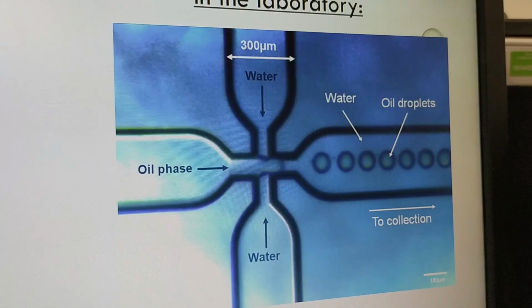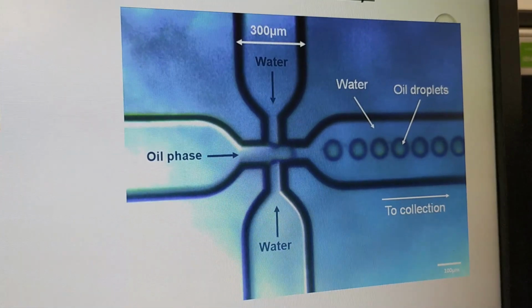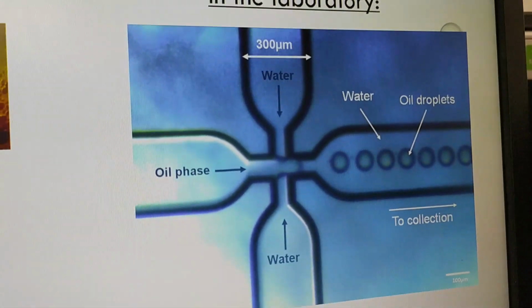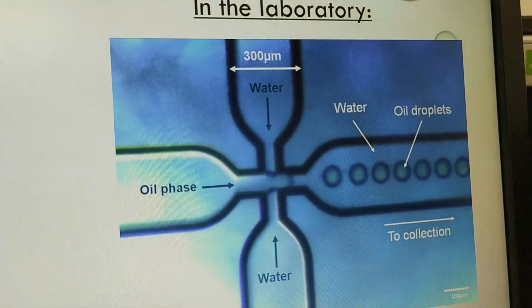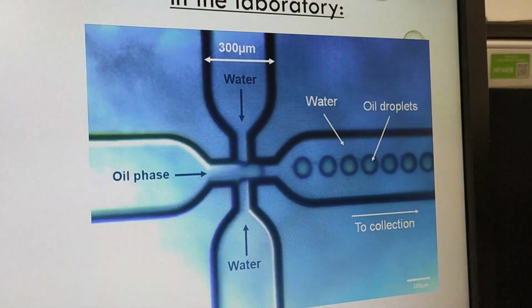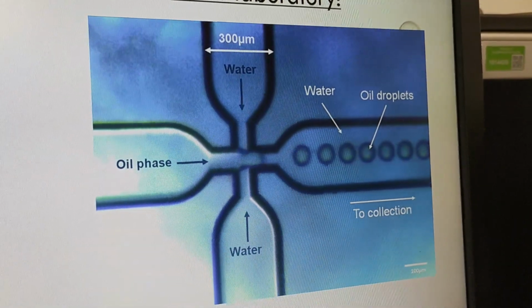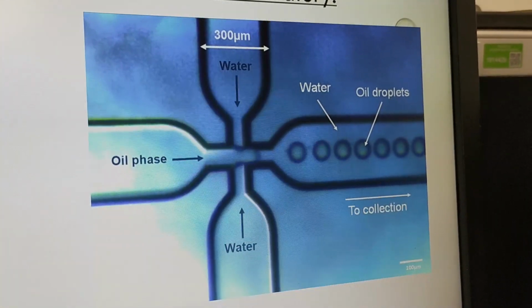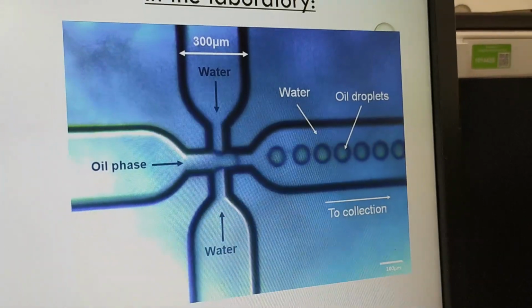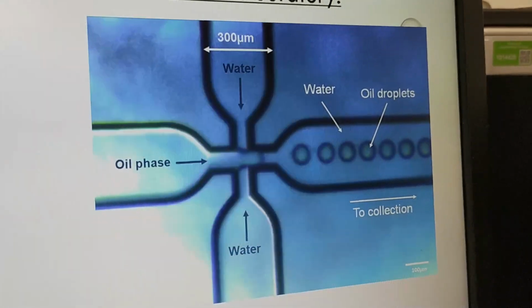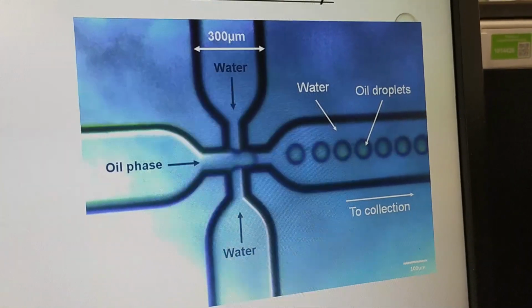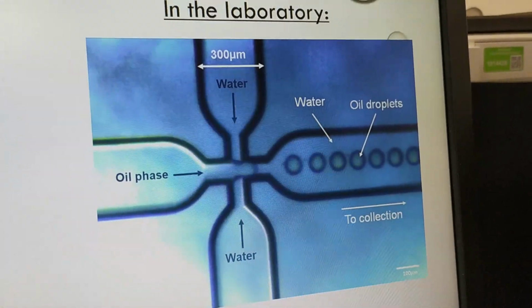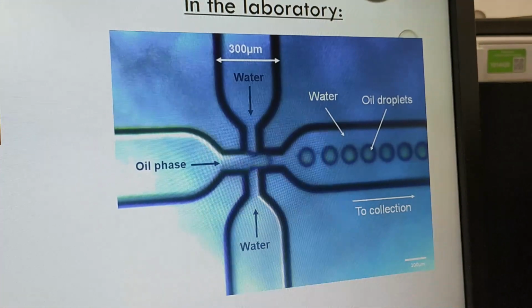This is basically a close-up view of what's happening in my device, where I've got the water coming in and squeezing the oil, so the olive oil, for example, and producing these perfectly spherical droplets. These perfectly spherical droplets are then going to be dried and produce perfectly spherical particles with the polymer around it and the drug encapsulated nicely in it.